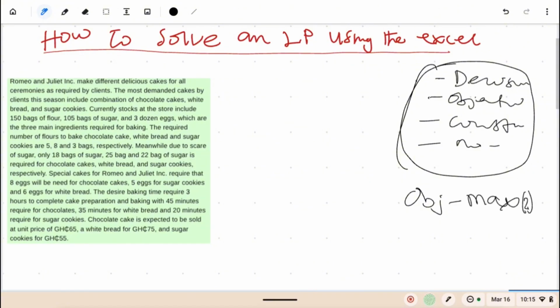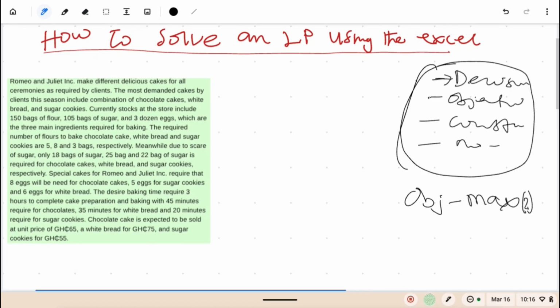So now we have to look for our decision variables, and I said earlier that your decision variables talk about the things that you produce. So for the decision variables, we're talking about the things you are producing, right? So let's go into the question. Look at the things they are producing and make those things their decision variables.